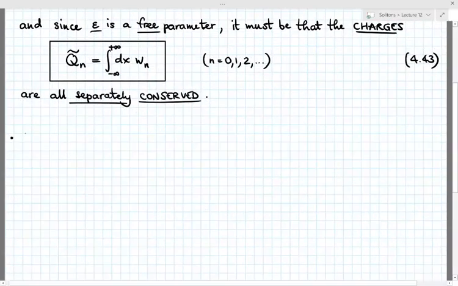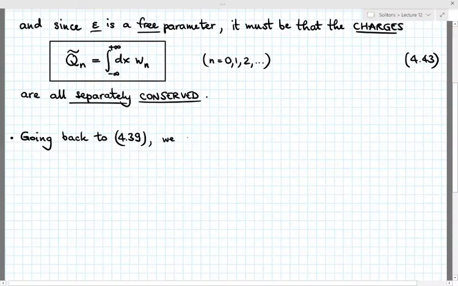Now we can go back to equation 4.39, which inverted the relation between U and W, so it allowed us to write all the coefficients Wn in terms of U and its spatial derivatives. Looking at those expressions and plugging them in equation 4.43 for the associated conserved charges, we find the following.